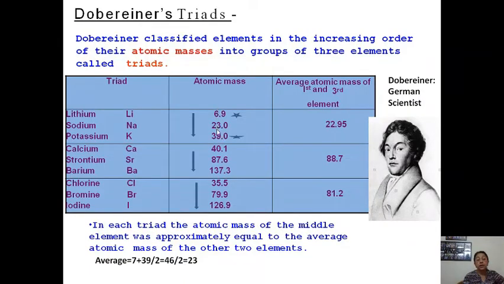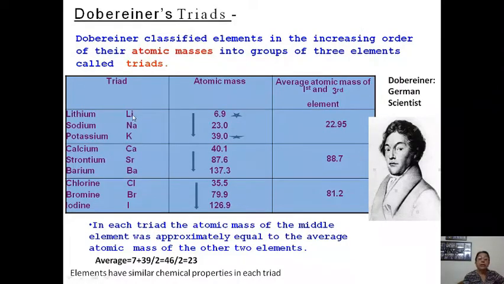For example, in the first triad, lithium has atomic mass 6.9, or I can round it up as 7, and potassium has 39. If I sum up these two atomic masses and then divide by 2, the result will be 23, that is 22.95. You can also do this with the triad calcium, strontium and barium. If you add the atomic masses of calcium and barium and then divide by 2, you will get 88.7, which is quite near to strontium. But please remember that these elements have similar properties in each triad.